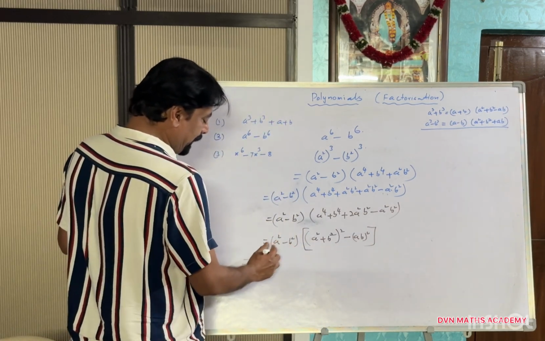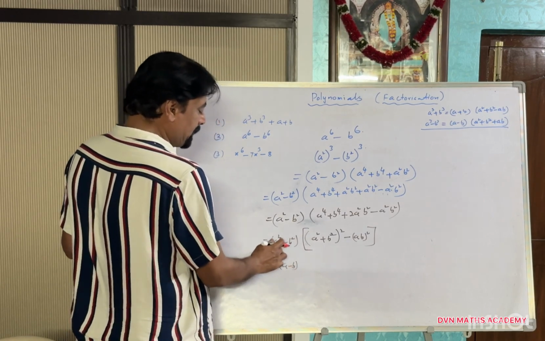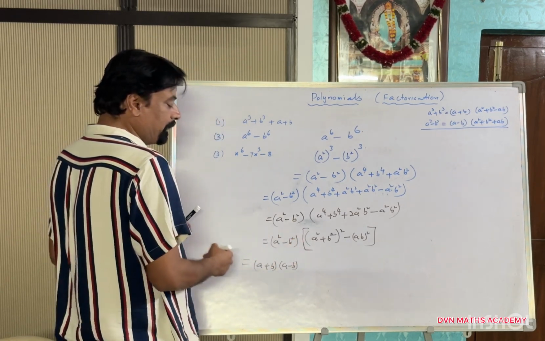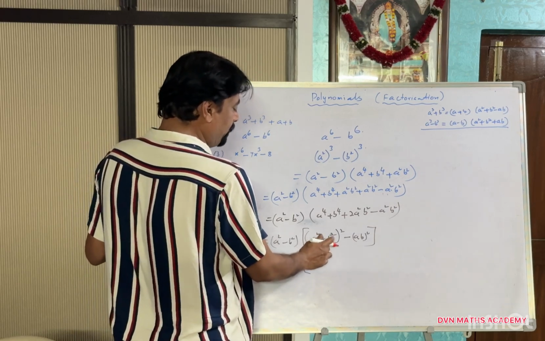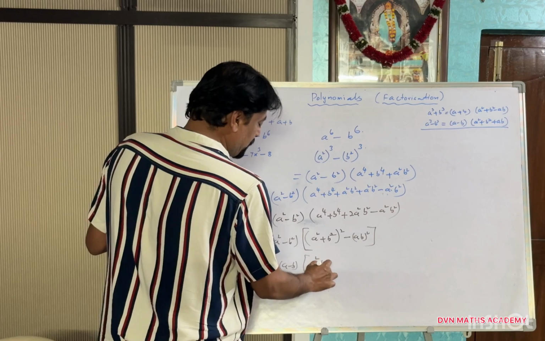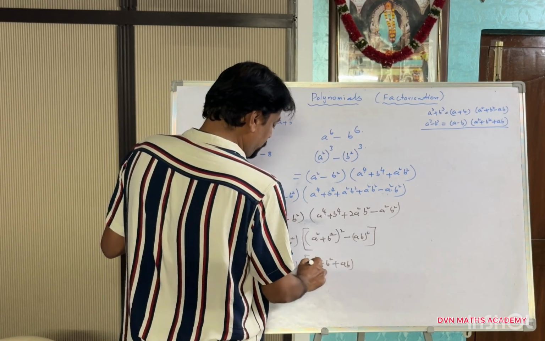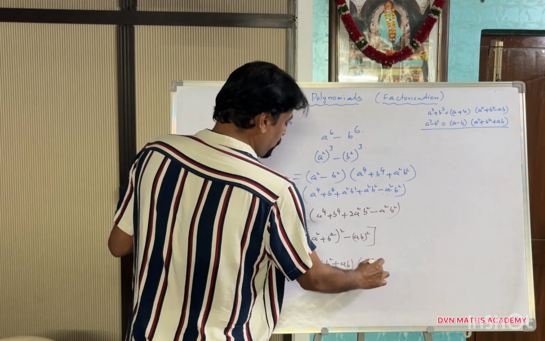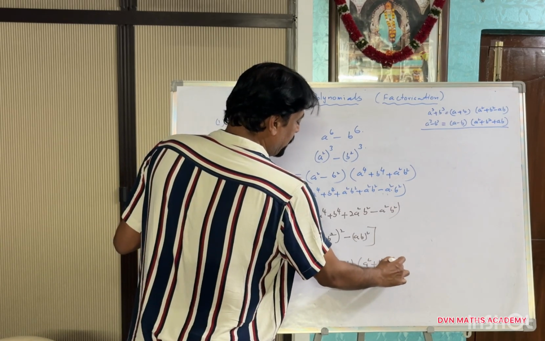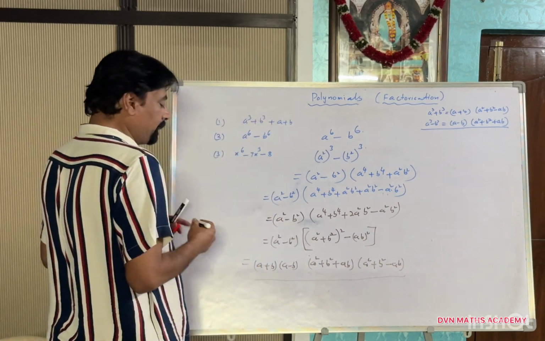Now the first part I can write as a plus b into a minus b, because a square minus b square is a plus b into a minus b. And the second part is again a difference of squares. So a square plus b square plus ab is one factor, and the next one is a square plus b square minus ab. So these four are the factors of the given question.